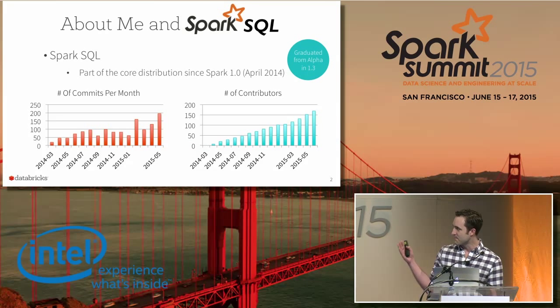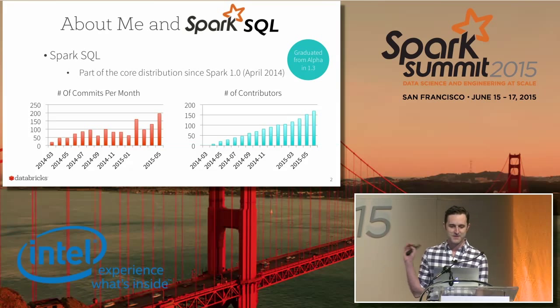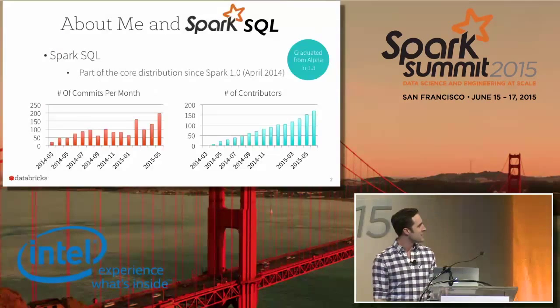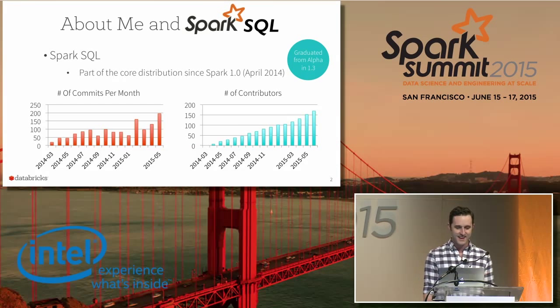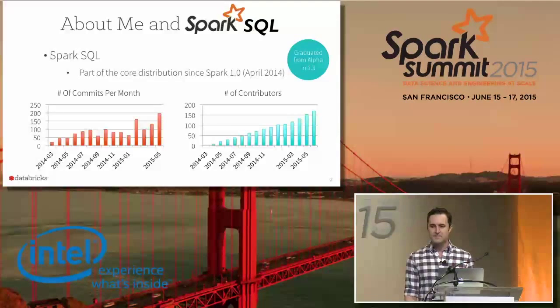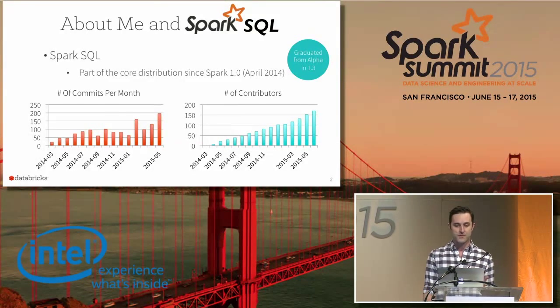Here's a couple of graphs, which I made using Spark SQL, obviously, that show the number of commits per month has been steadily increasing. And actually, last month, we hit a new record of almost 200 commits. And what gets me really excited is the number of contributors to the project is also continuing to increase. Just the Spark SQL component alone had over 150 contributors total as of last month.